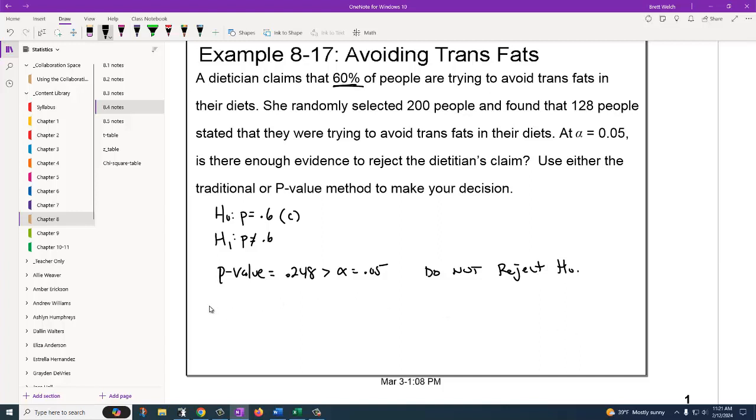And we would summarize by saying there is not enough evidence to, and because my claim is the null hypothesis, we will say to reject the claim.